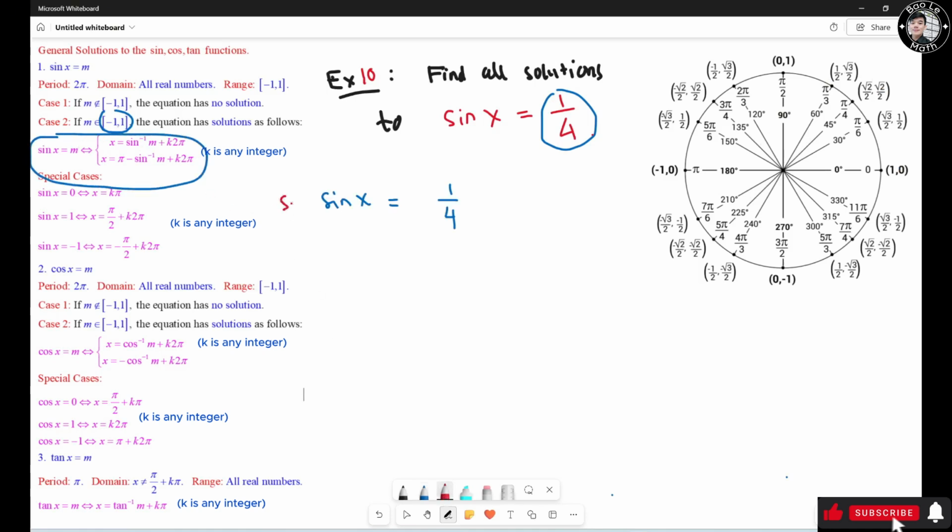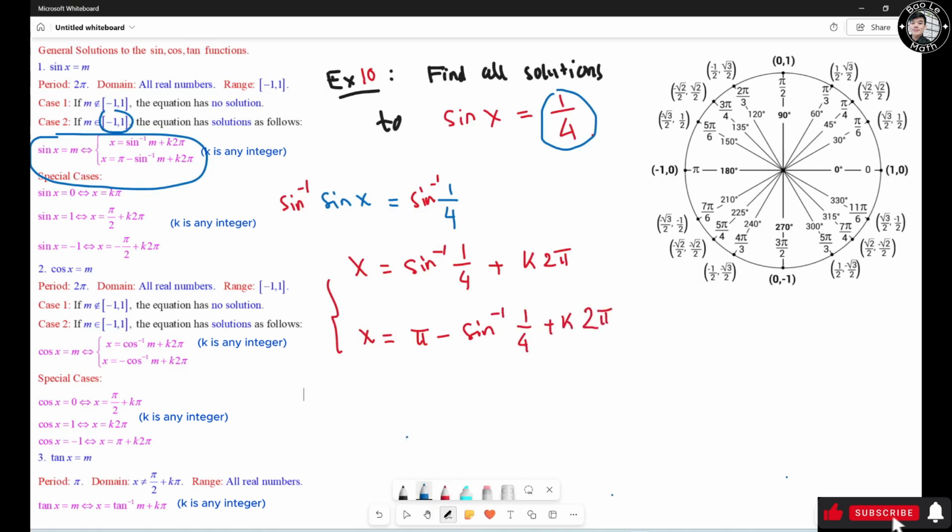Now we're going to take sine inverse of both sides, right? So it turns out to be s equals sine inverse of 1 over 4 plus k 2 pi. And the second one, s equals pi minus sine inverse of 1 over 4 plus k 2 pi, right? So these are the two solutions to the given equation.